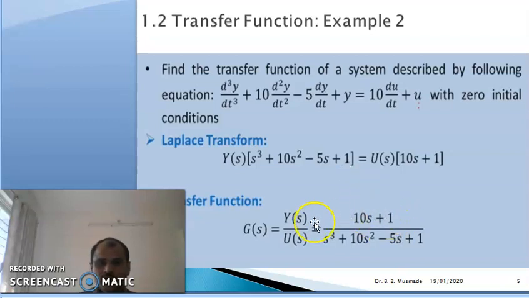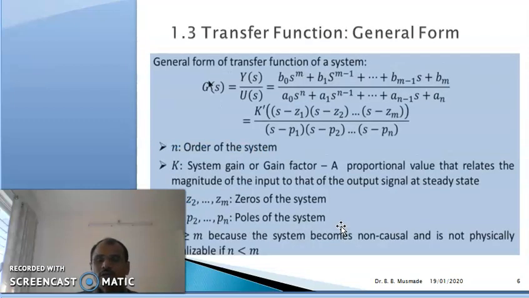So we will get the rearrangement in the form of (10s + 1) upon (s cube + 10s square - 5s + 1). Now let us generalize the situation. The generalized form of a system as a transfer function is given as G(s) equals, there is a denominator polynomial and there is a numerator polynomial for the number of poles and zeros respectively.